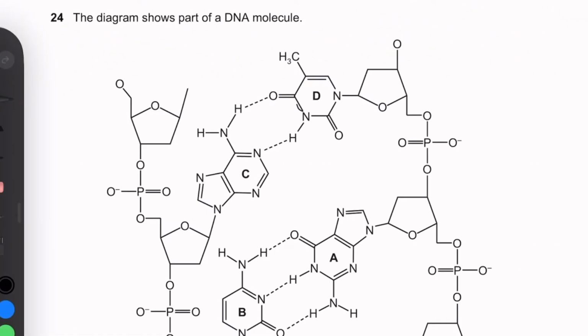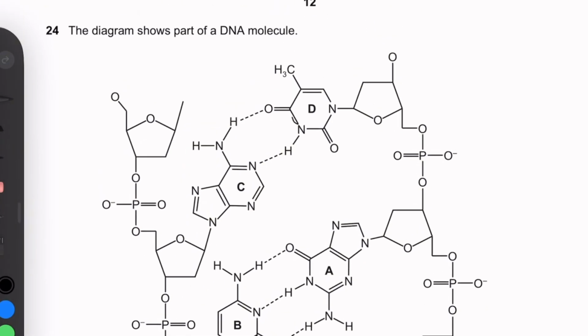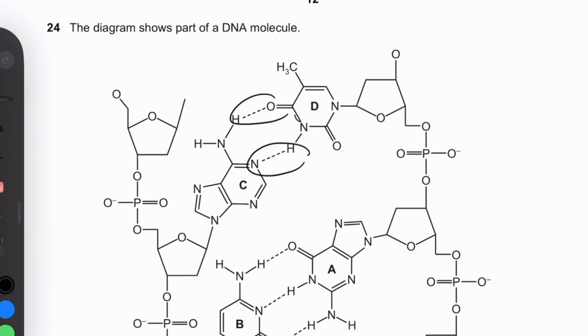Okay. The diagram shows a part of a DNA molecule, and here it says which label is correct. Okay, so we could see here that we have 2 bonds, and then here we have 3 bonds.